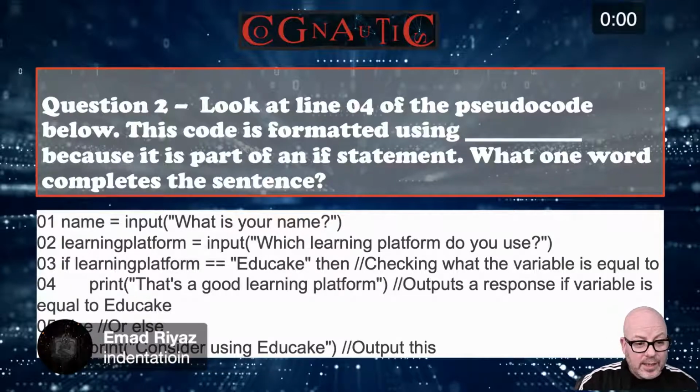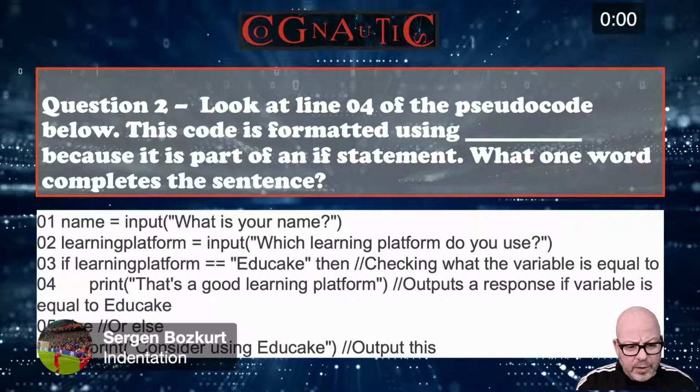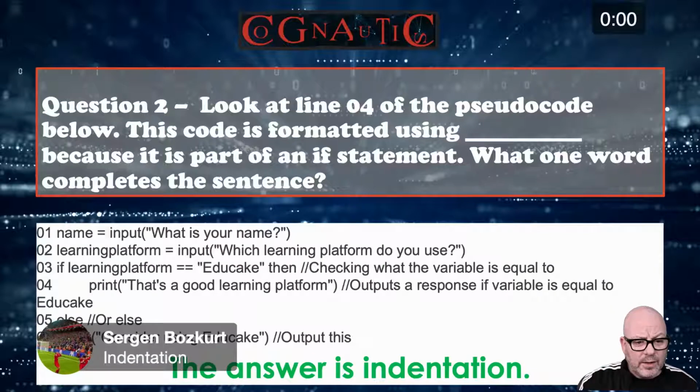Good to see you. It is indentation. You've even got some extra vowels in there, Emad. That'd be good. Well done, Sergen. Outstanding. It is indentation. That is good. Okay, the answer is indentation.